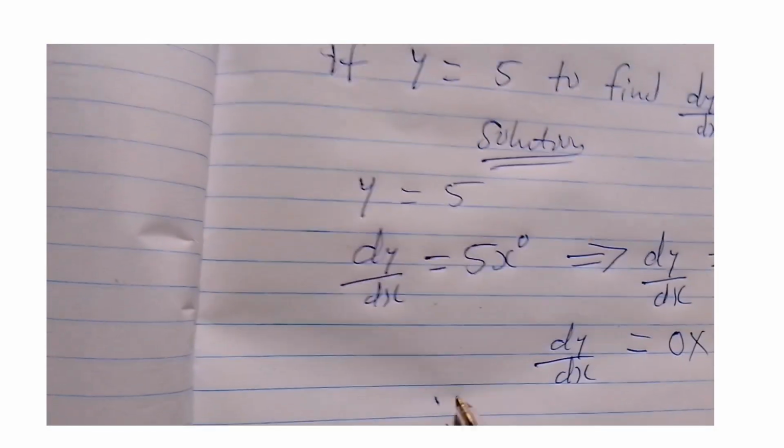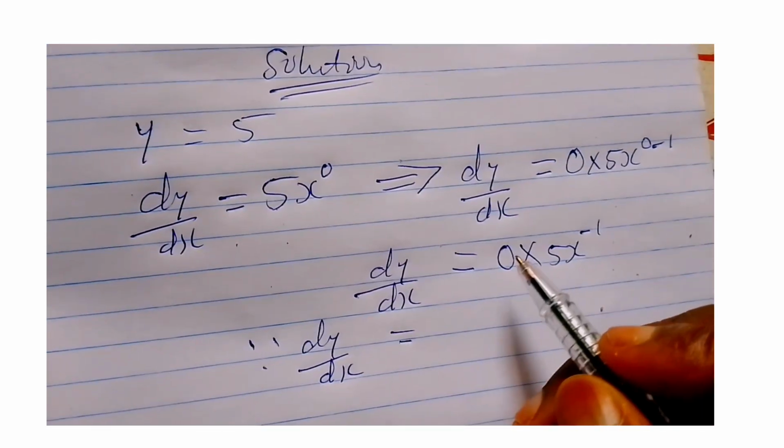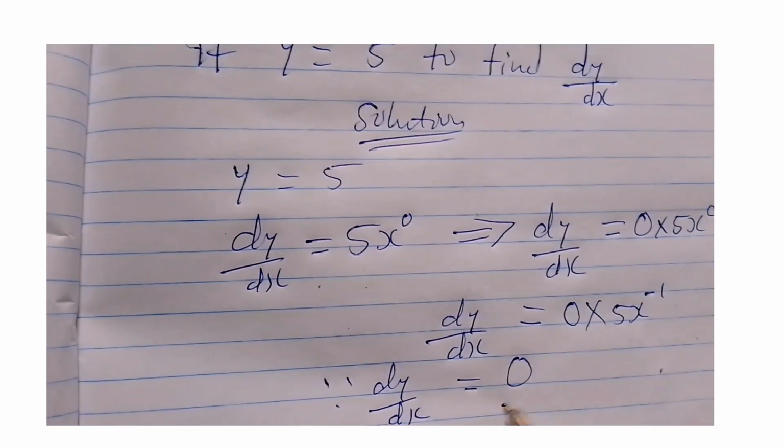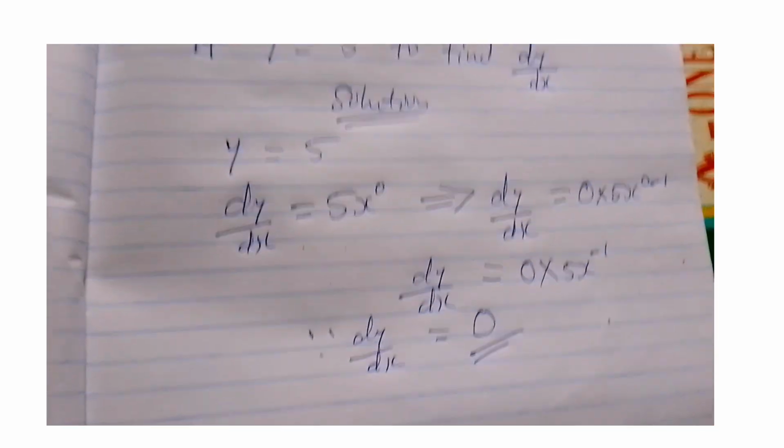Now, therefore, our dy over dx is equal to what? 0, because anything multiplied by 0 is 0. That is why we say that the derivative of a constant is 0. I hope you understand. Okay, that's nice.